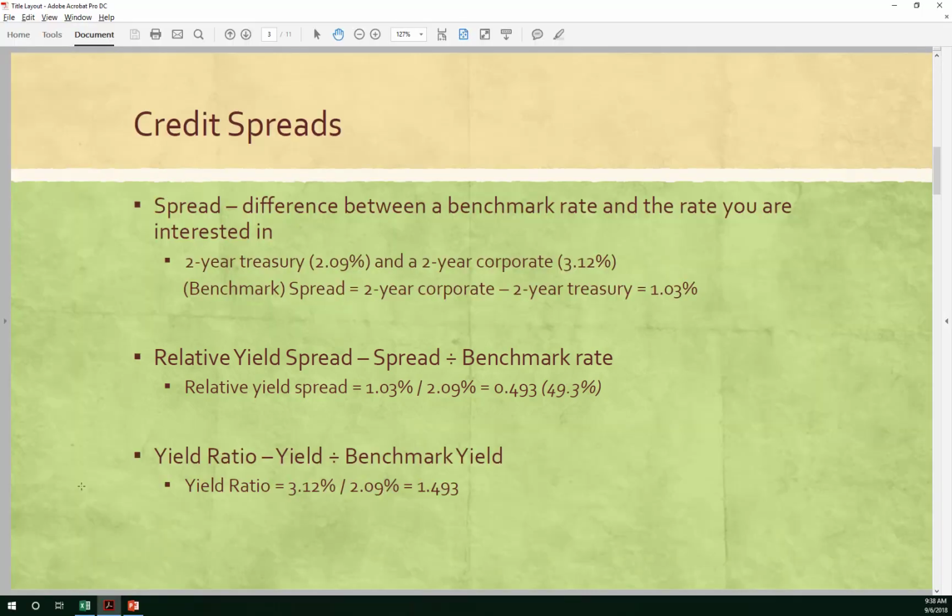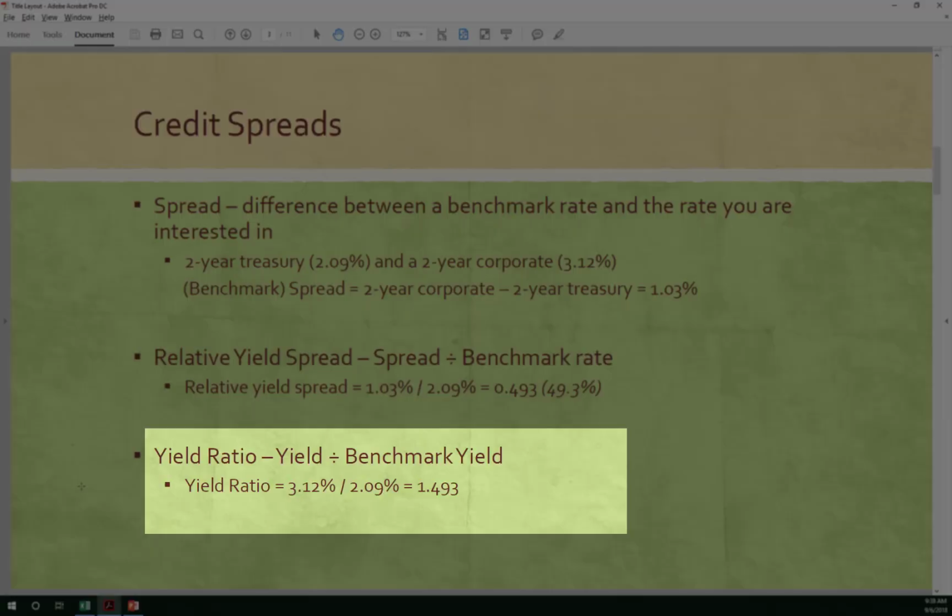And a third way to look at the spreads is to look at a yield ratio, and that's simply going to be the yield on the security that you're interested in divided by the benchmark yield.